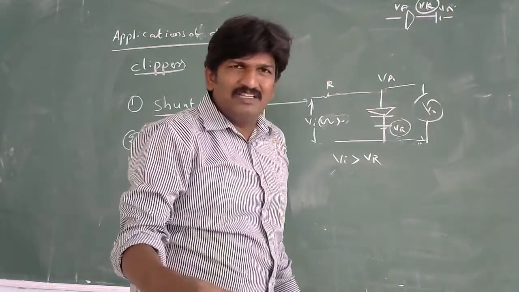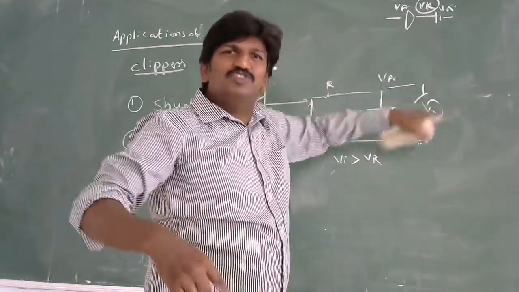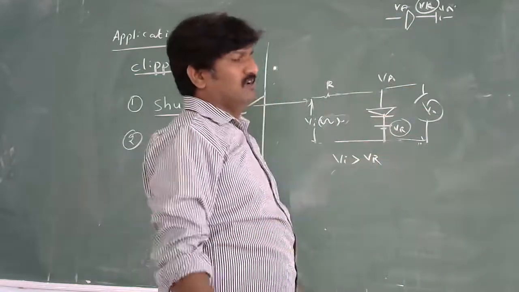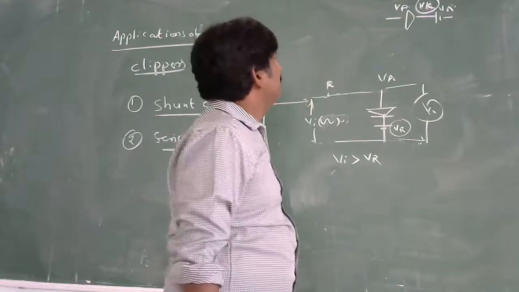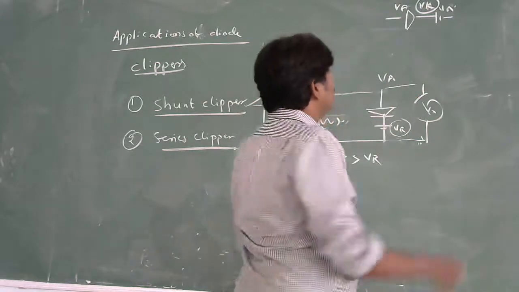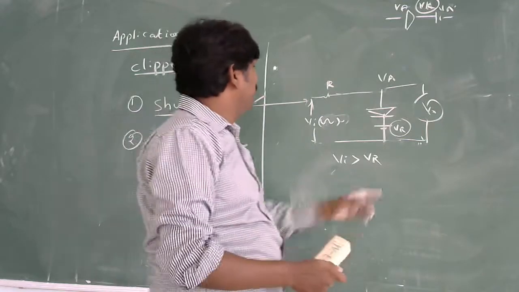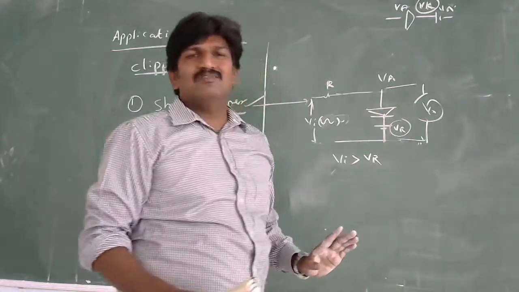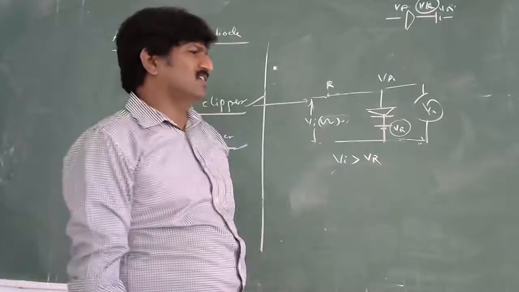Now you have to understand, you have to apply the VA voltage greater than the VK voltage. But VK is not 0 now. VK is connected with the reference voltage VR. So VA should be much greater than VR, then only the diode will become forward biased. Otherwise, the diode does not conduct. It will become an open circuit only.